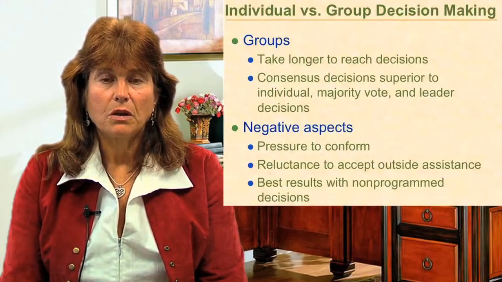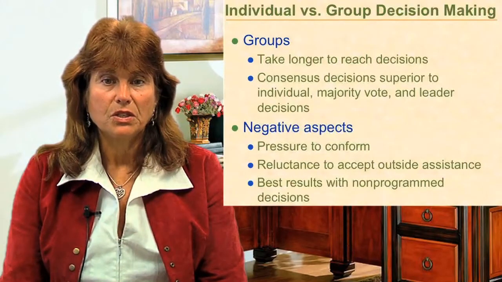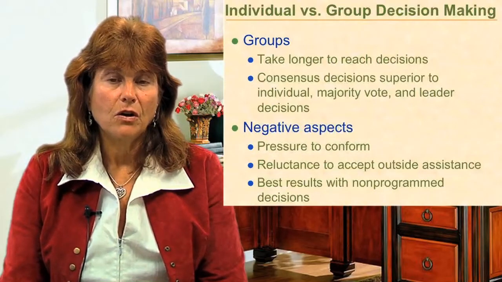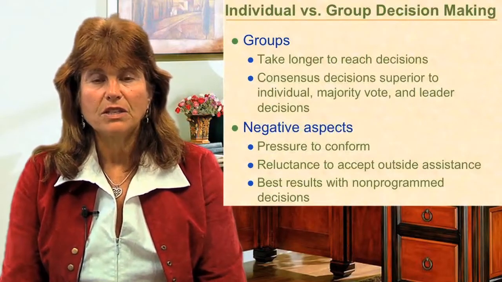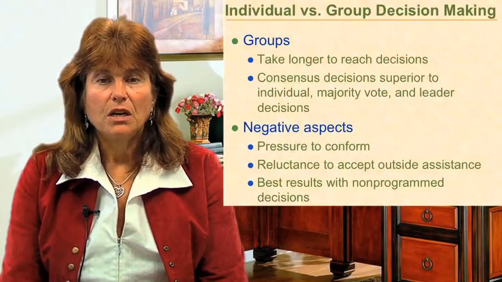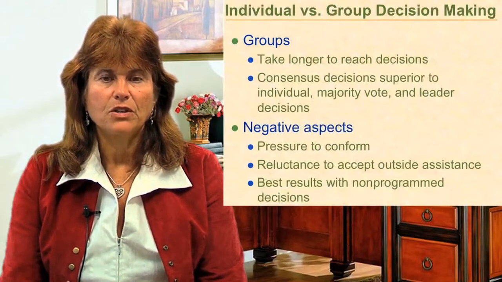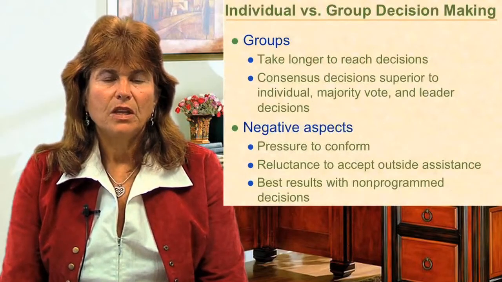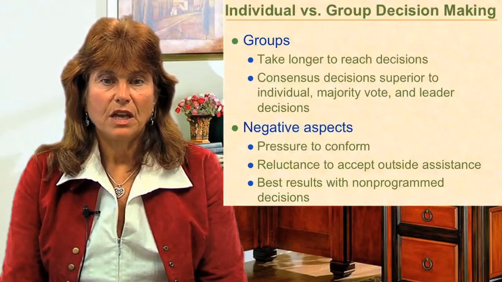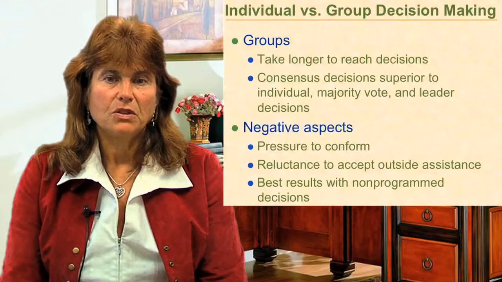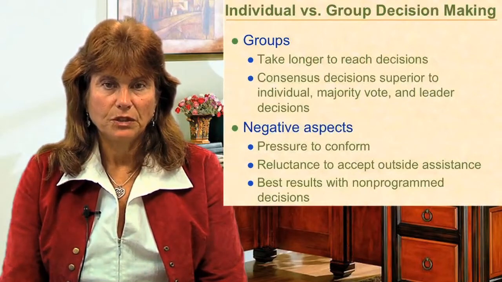If we look at the differences between individuals and groups, groups are known to take longer to reach decisions, but they also require consensus, or they have majority votes, or they have leader decisions. They have different ways that they go about making those decisions. Some of the problems in group decisions have to do with things like groupthink, where they have a pressure to conform. They don't want any outside assistance, and usually they get the best results with non-program types of decisions.